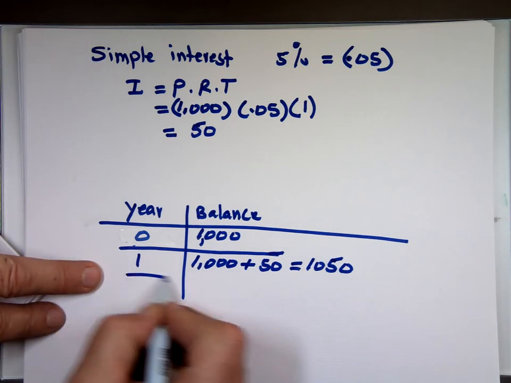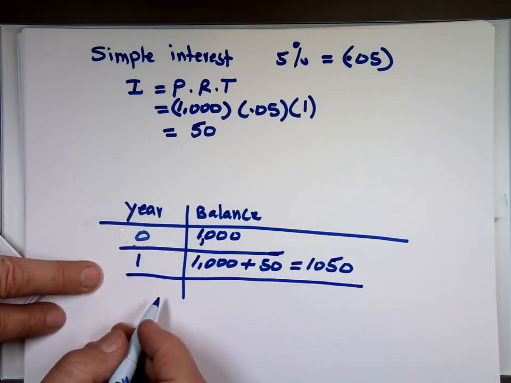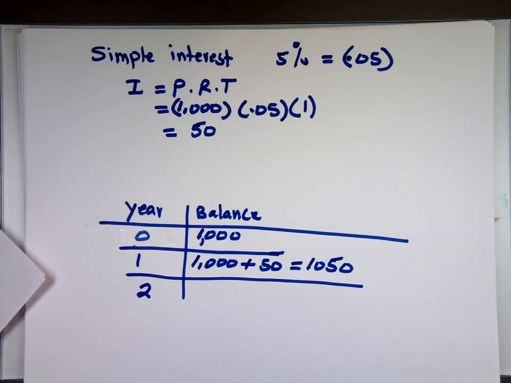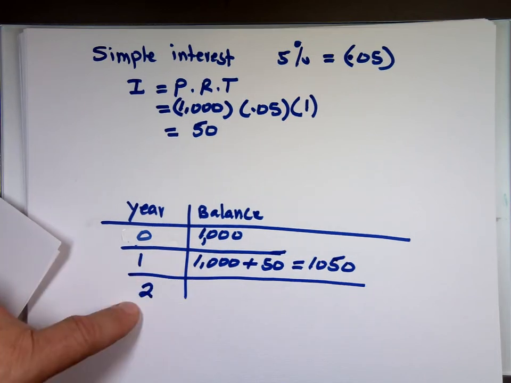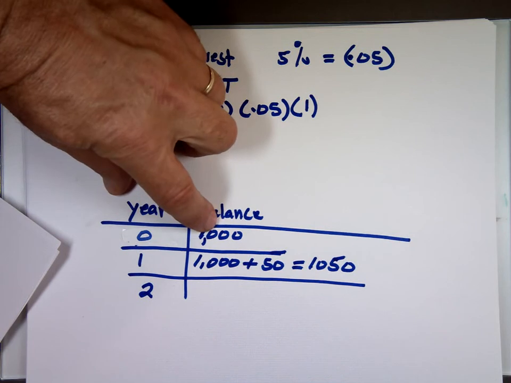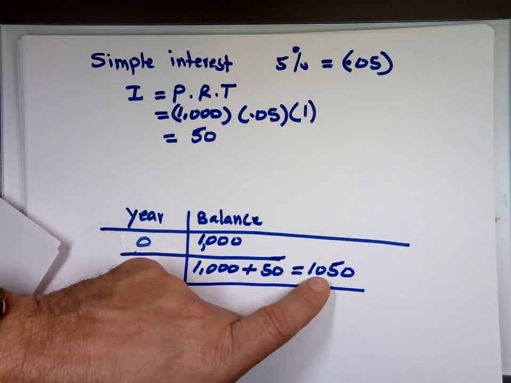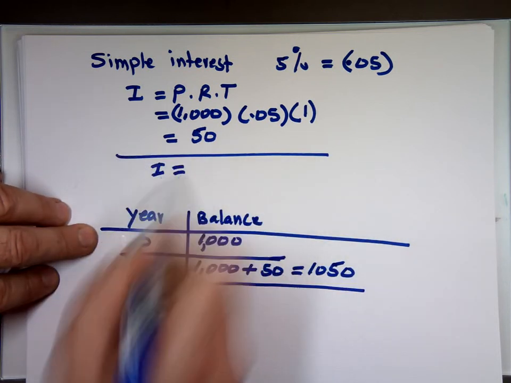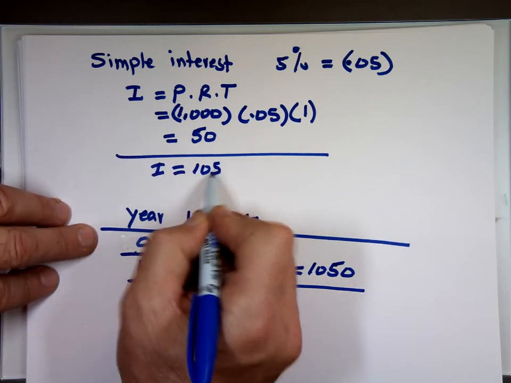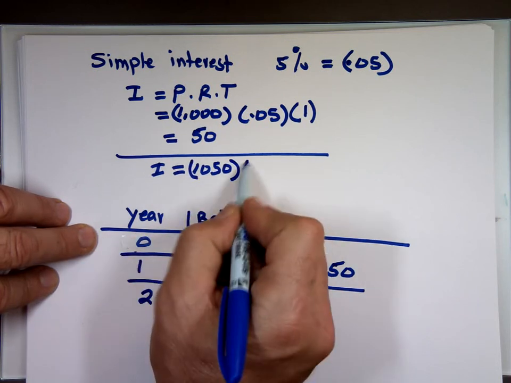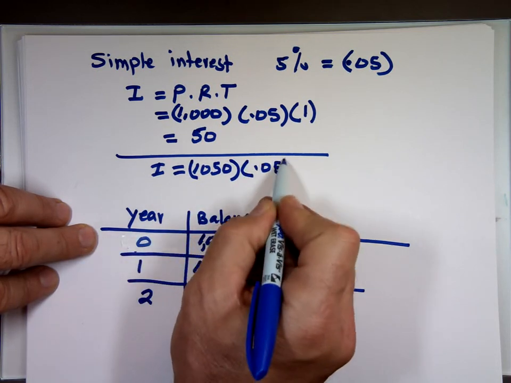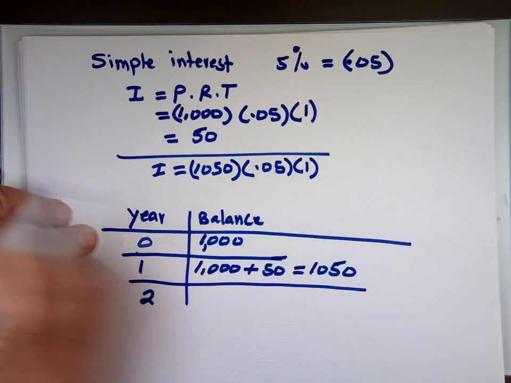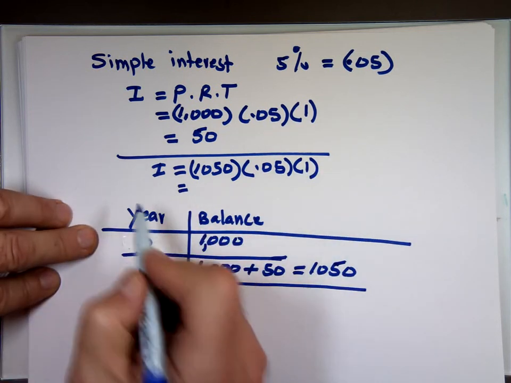If you don't pay him, at the end of year 2, what do you owe him? Here's the problem. To calculate the interest for this year, Uncle Joe is not going to use the $1,000. They're going to use that number. That's what you owe him. So now the principal is 1,050 times the interest rate, which is 0.05, times 1. And what is that number?